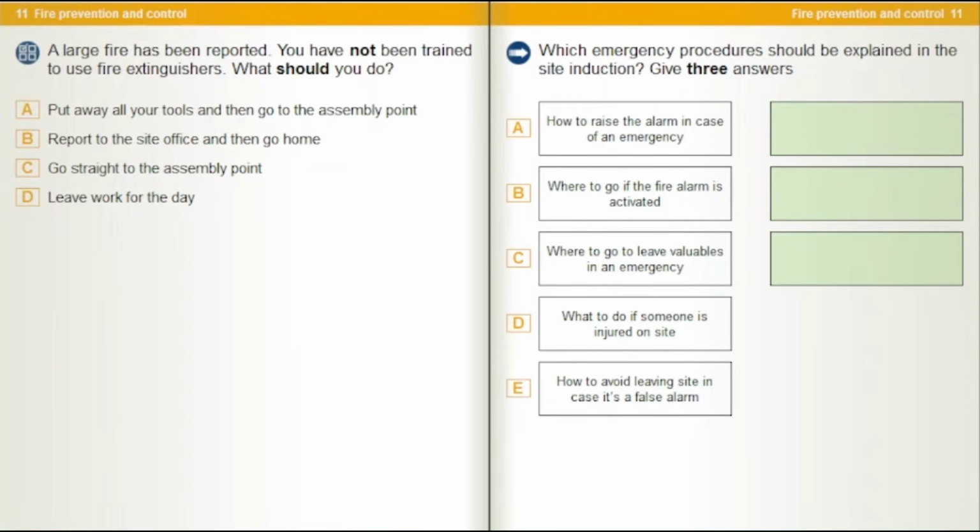Which emergency procedures should be explained in the site induction? Give 3 answers. How to raise the alarm in case of an emergency. Where to go if the fire alarm is activated. Where to go to leave valuables in an emergency. What to do if someone is injured on site. How to avoid leaving site in case it's a false alarm.